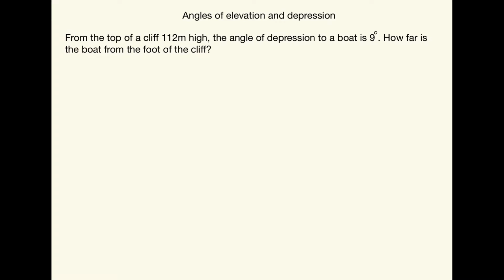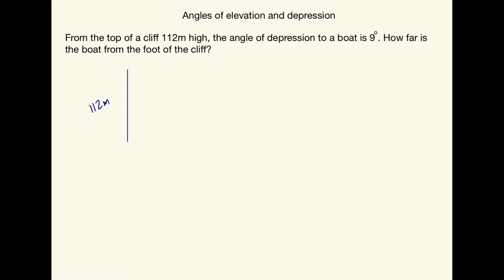Now the first part says that the cliff is 112 meters high, so let's go ahead and represent that. So I'll just draw a cliff, and we'll make that 112 meters high. Generally with elevation and depression problems, you're trying to draw a triangle, so don't put any extra features in that you don't need, just draw lines.